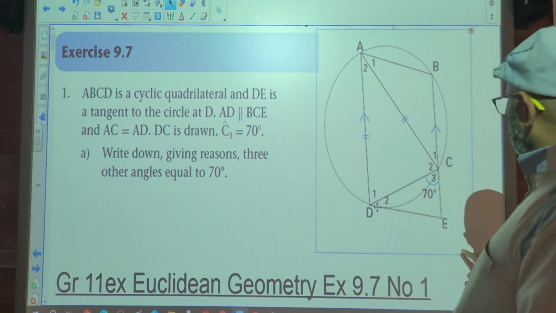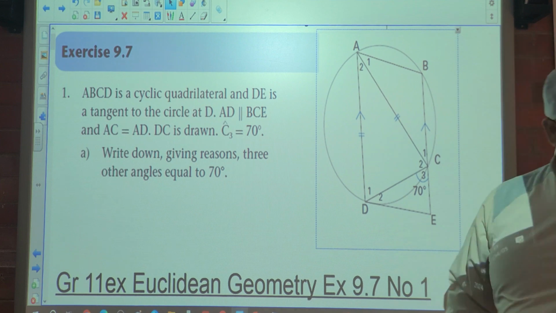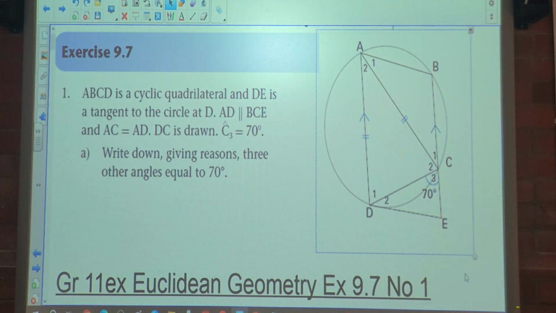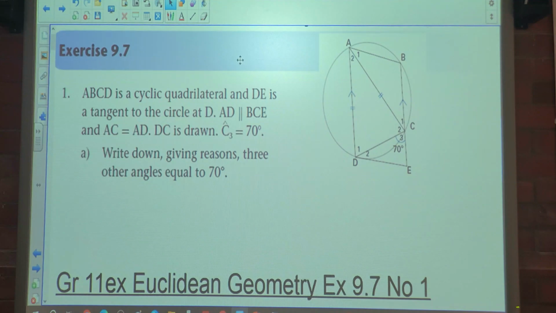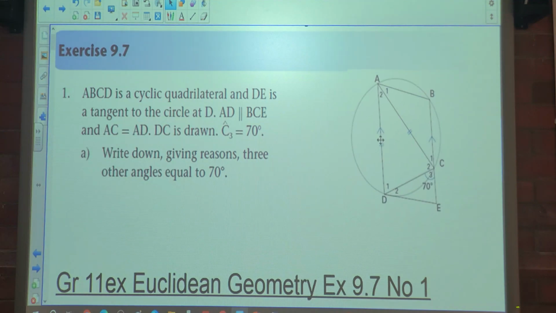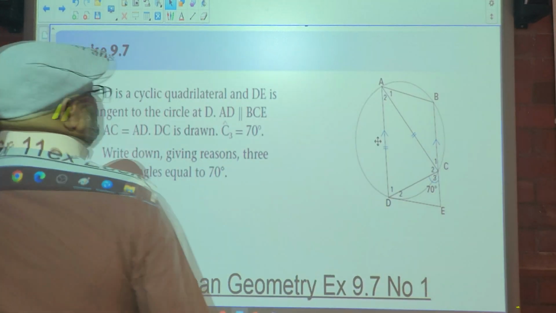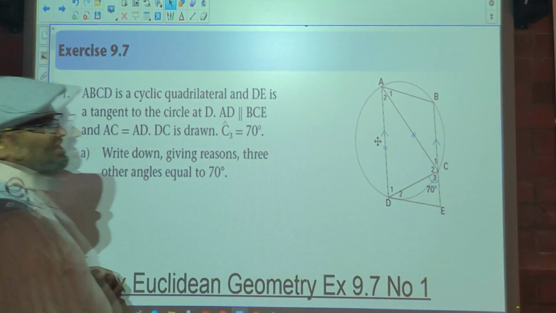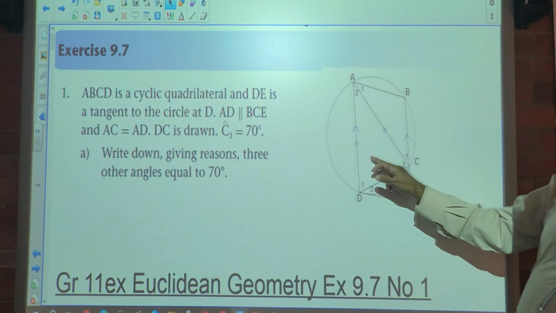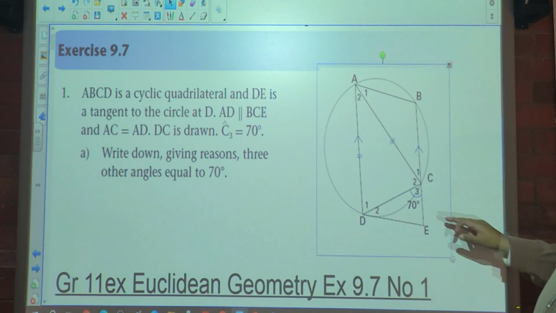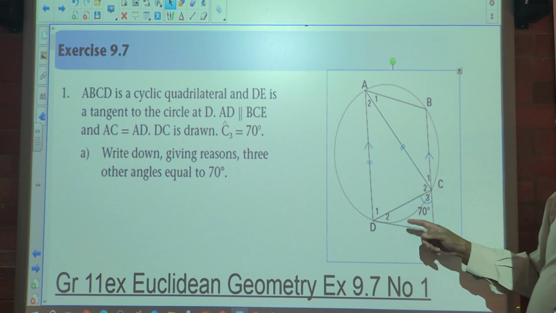So here we are told that ABCD is a cyclic quadrilateral. People, if ABCD is a cyclic quadrilateral, what do we know? Many things. But specifically we know that opposite angles are supplementary.